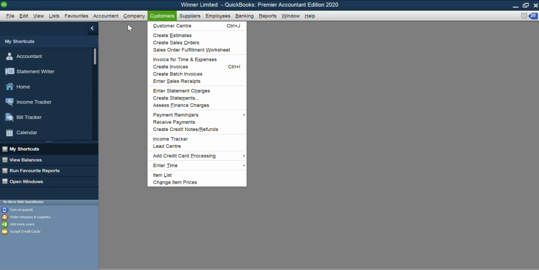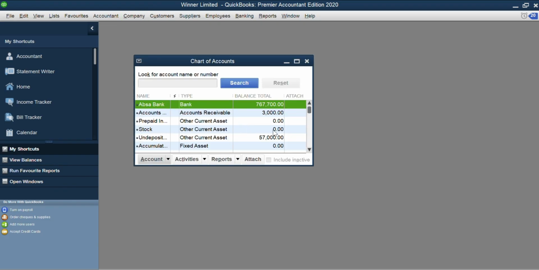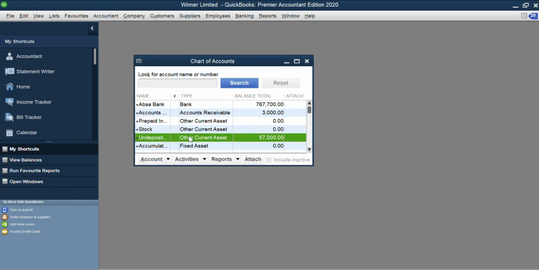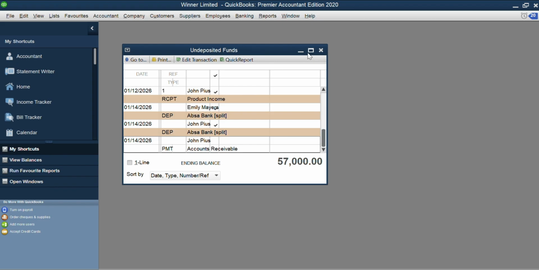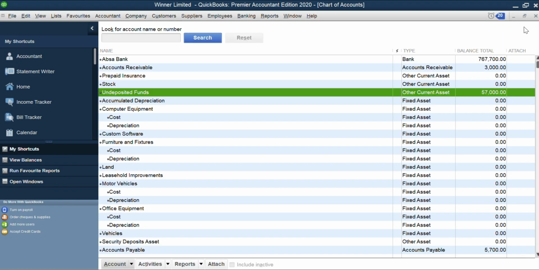Let's go to chart of accounts, then we select the Absa account. We open the Absa account. First of all, we open the undeposited funds account. You can see the money that John has paid us has gone directly to the undeposited funds account. So QuickBooks does not deposit money directly to the bank. It takes it to undeposited funds, which is a current asset.